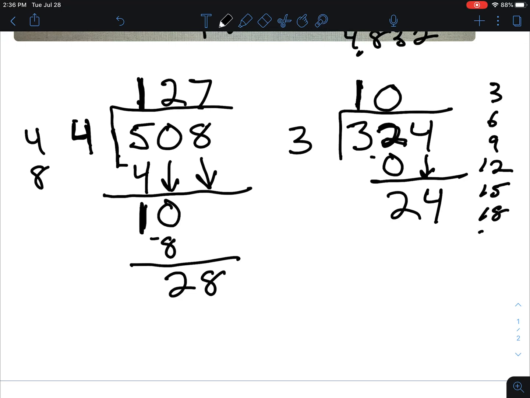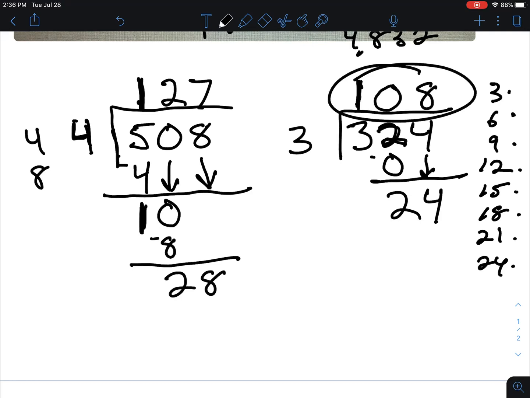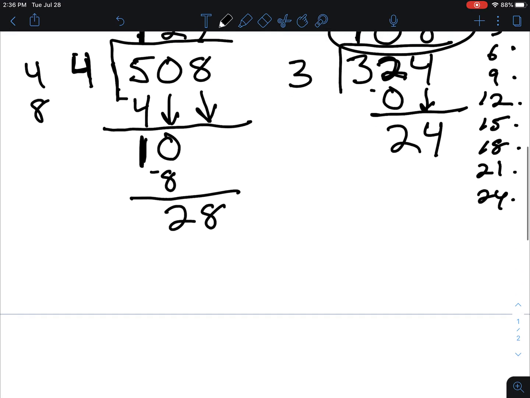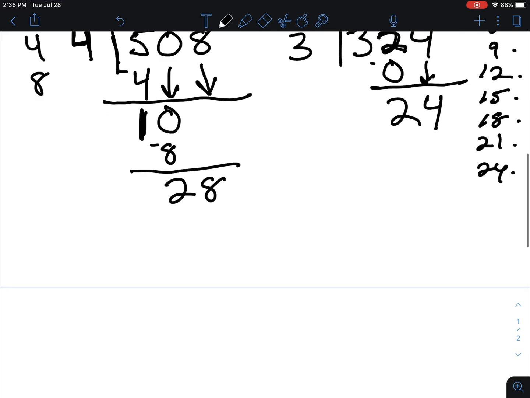This is where you end up with a 0 in your answer. And then how many 3's go into 24? 3, 6, 9, 12, 15, 18, 21, 24. That's 1, 2, 3, 4, 5, 6, 7, 8. And it goes in evenly. And there's your answer. Okay?